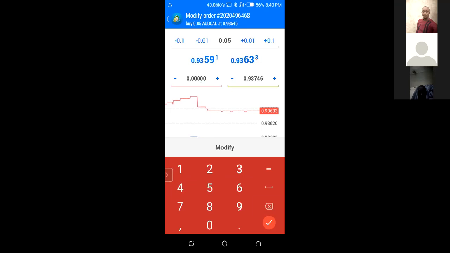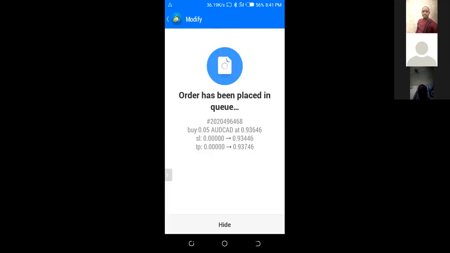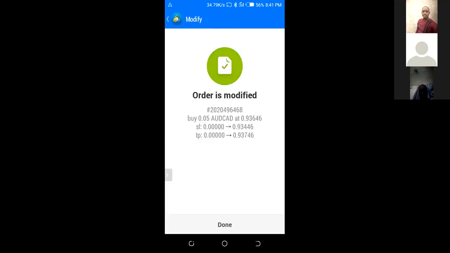Or hold on, let me brainstorm on something. Type 0.93446. Type it there quickly, sir. Please, quickly. 0.93446. Click on modify. Now, class, we have entered that.